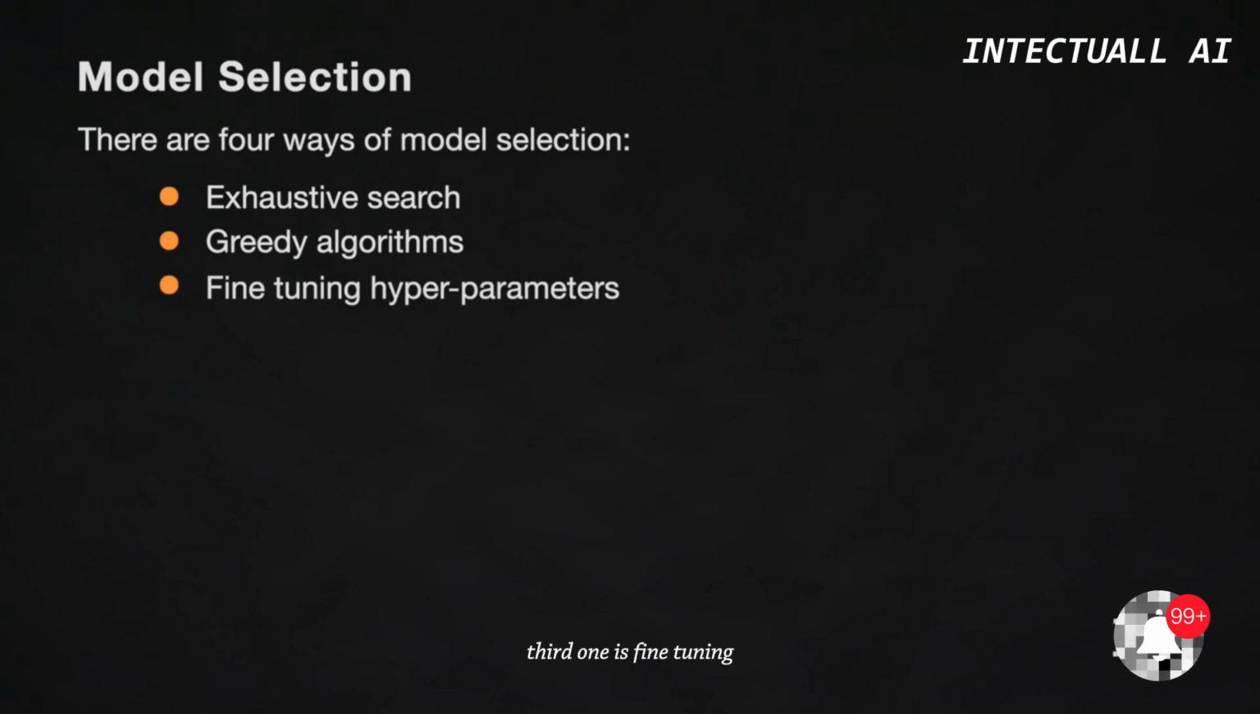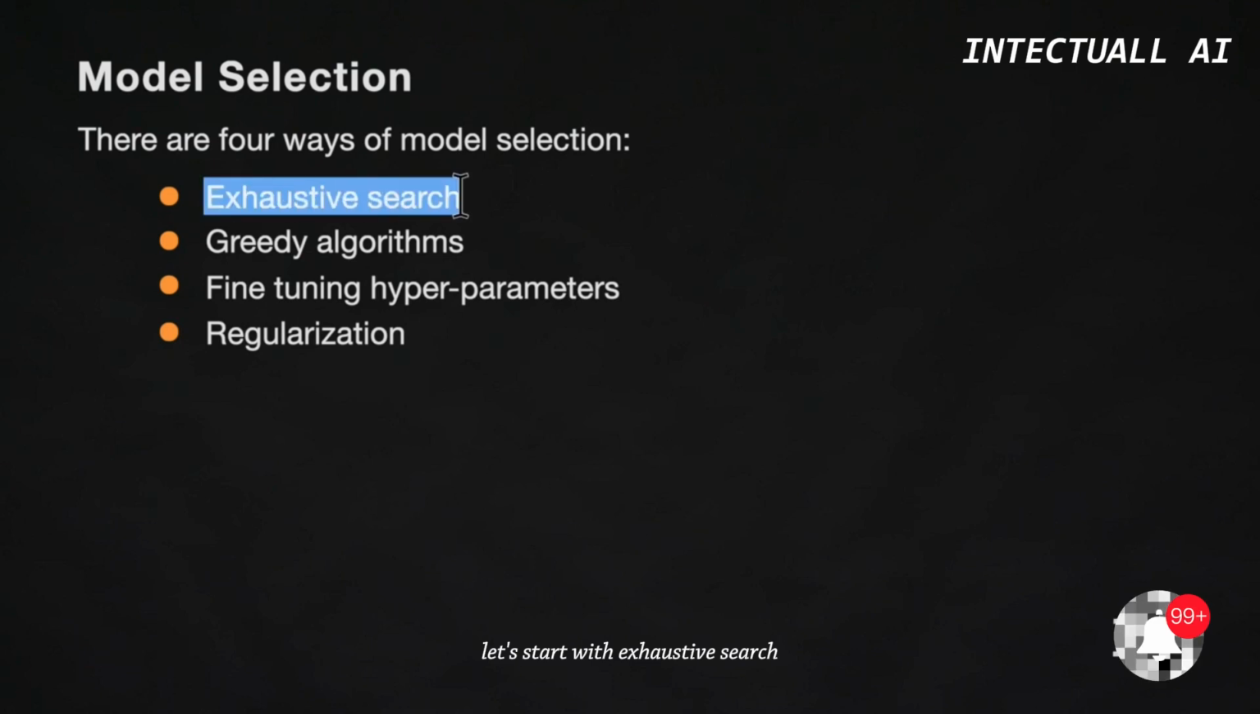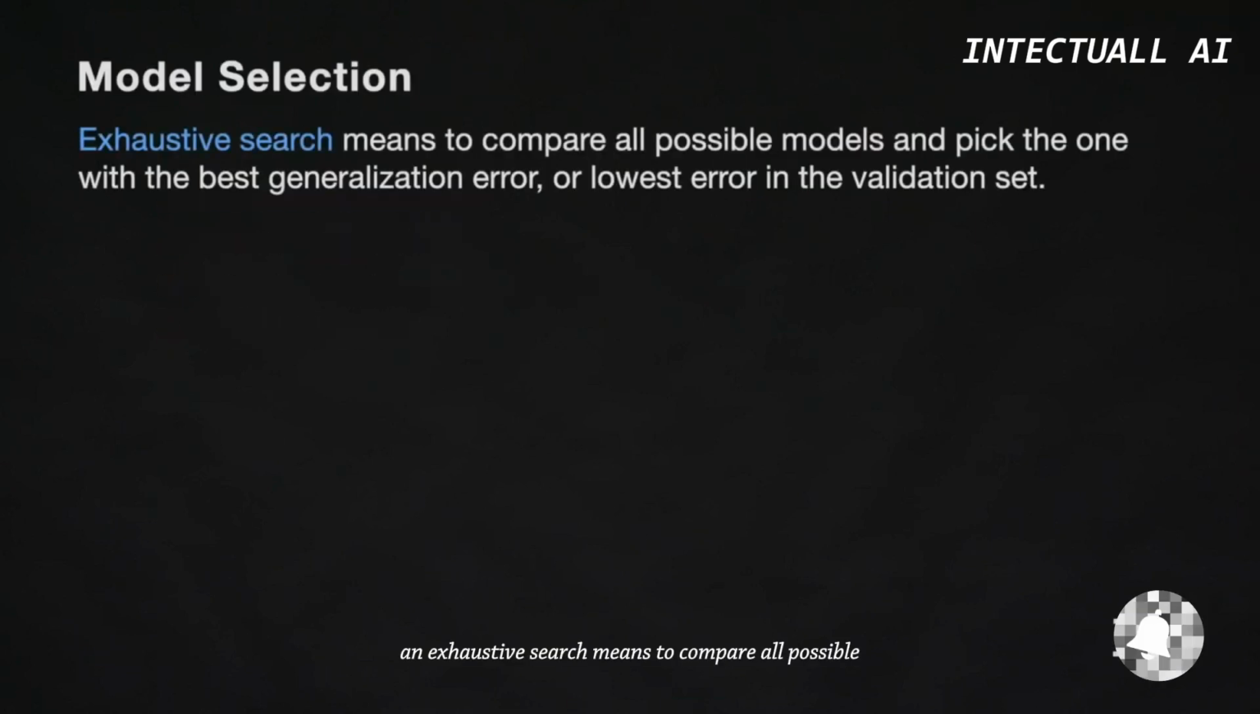Third one is fine-tuning hyperparameters. And finally, regularization. Let's start with exhaustive search. An exhaustive search means to compare all possible models and pick the one with the best generalization error, or lowest error in the validation set.